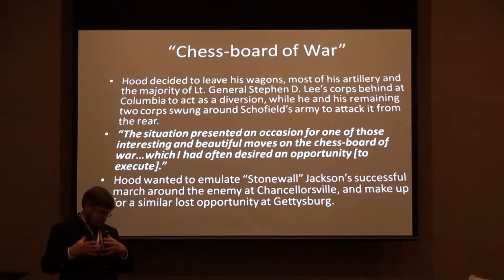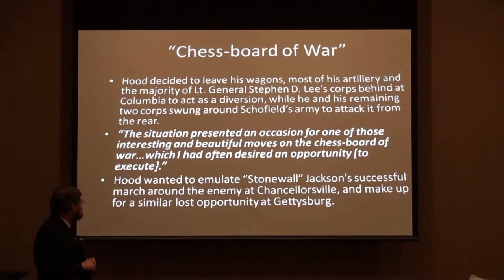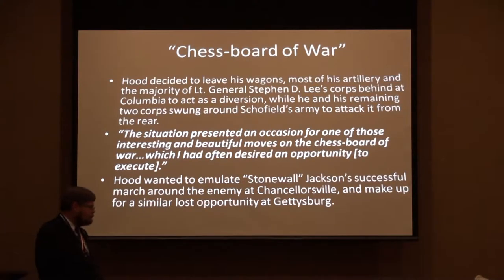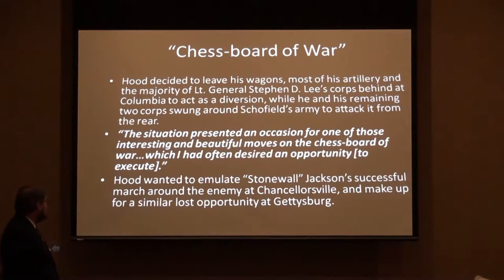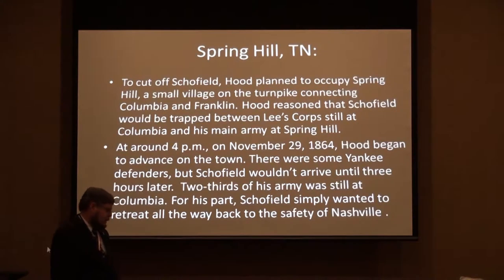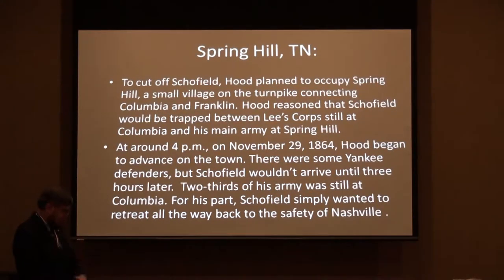Mind that Hood had come from the Eastern Theater, so he had worked with all of these generals. And he's going to make himself the hero in the West. He wanted to become the Stonewall Jackson of the West, essentially. So he wants to emulate his hero, and he also wants to make up for a similar lost opportunity that the South had had at Gettysburg, where Hood was also there.